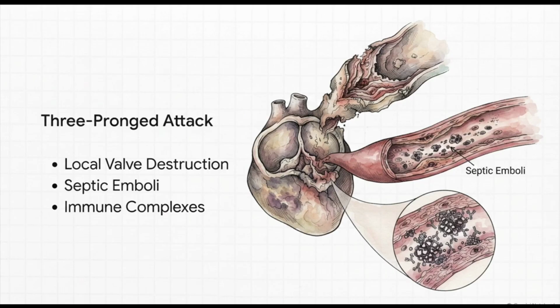Second is septic emboli. I want you to think of these as biological shrapnel. Chunks of the infected vegetation just break off and shoot out into the bloodstream. And third, immune complexes. Your immune system churns out antibodies to bind the bacteria, but these chaotic clusters end up depositing into delicate tissues all over the body, totally clogging them up.